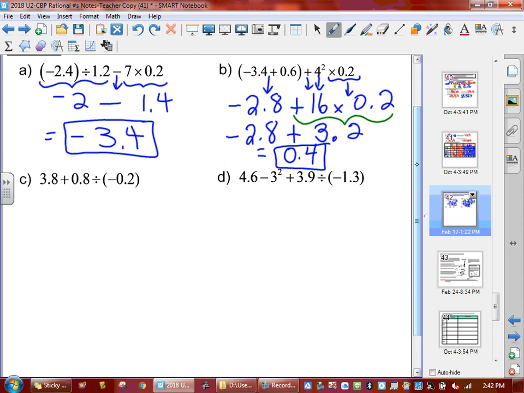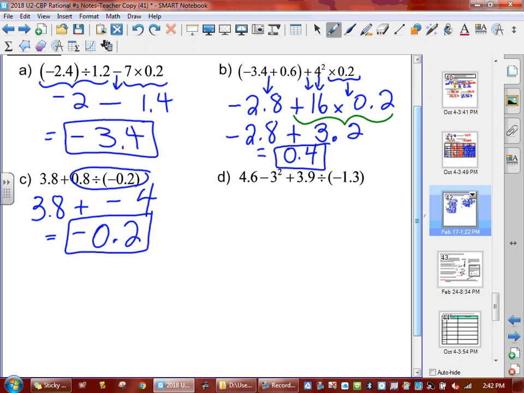Okay? Alright, letter C. We only have adding or dividing. So we're going to do the dividing first, because that's what BEDMAS tells us to do. We're going to get 3.8 plus negative 4. And that's going to give us negative 0.2. Okay, so negative 0.2.